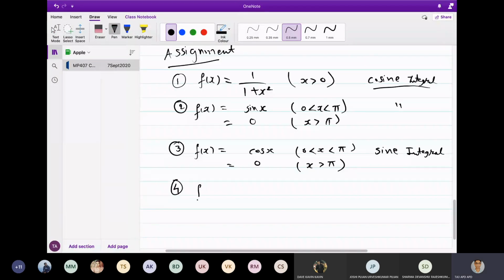And let's take one more. f of x equal to e to the power minus x if it is 0 less than x less than 1, and otherwise equal to 0 for x greater than 1. So again, for this you will have the Fourier sine integral. So 4 examples: 2 for the Fourier cosine integral and 2 for the Fourier sine integral. That you should be doing in your assignment.